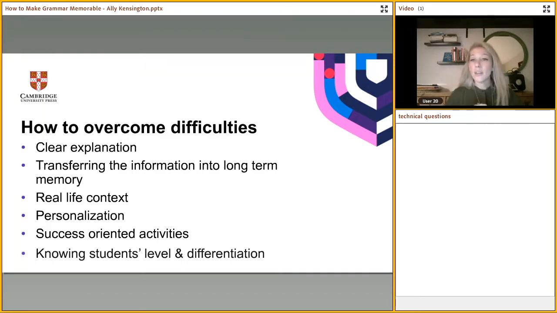Of course, another thing, knowing students' level and differentiation, which you exactly know. That's the reason you might find some of the activities that I'm going to be doing today a little simple or a little easy or maybe a little difficult, but you know your students' differentiation, you know their level. So you can tweak every kind of activity that you see today according to your students' level and differentiation.